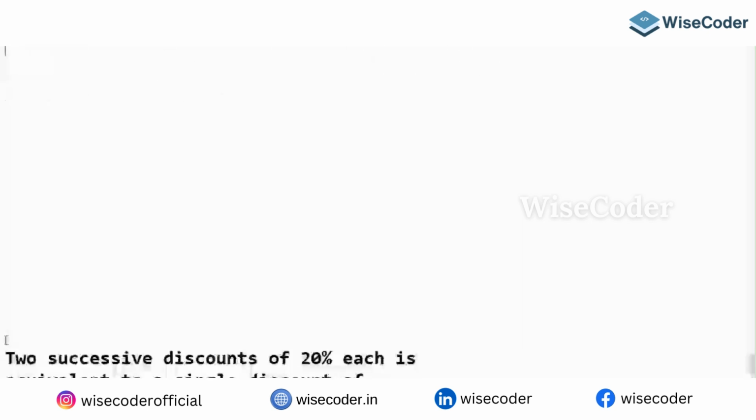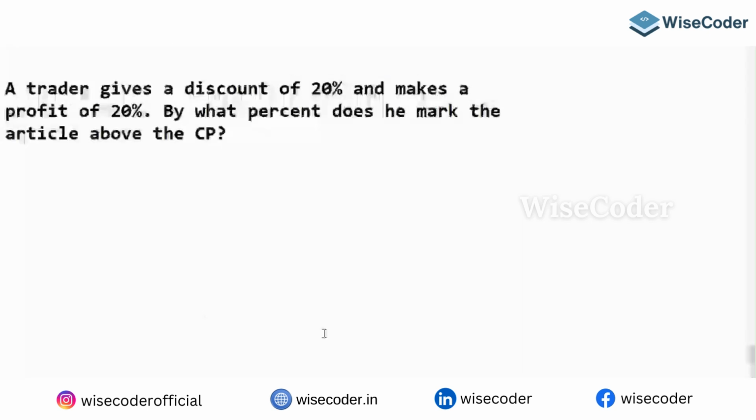What does that question talk about? A trader gives a discount of 20% and makes a profit of 20%. By what percent does he mark the article above the cost price? The reverse way of solving, the reverse way of asking the question.